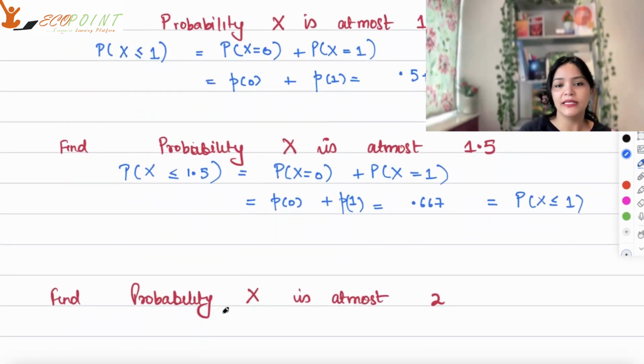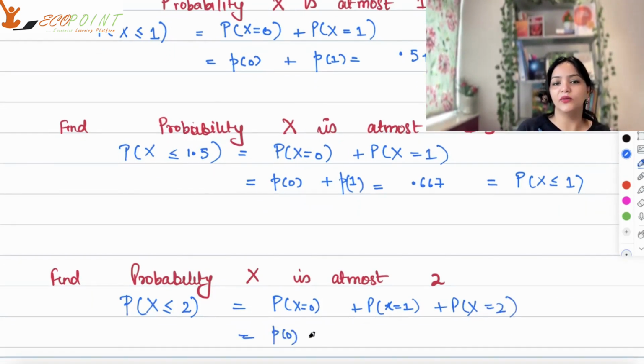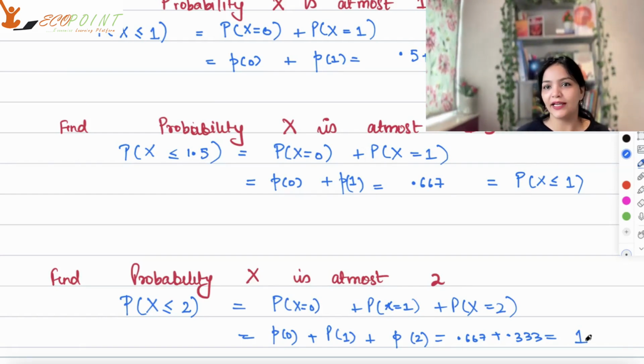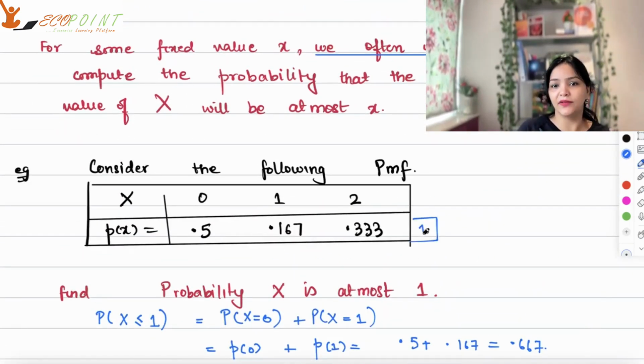Now say I'm interested in probability x is at most 2. That means I'm interested in finding out what is the probability x is less than or equal to 2. What are the values that x is taking that are less than or equal to 2? Well, x is taking 0. That's less than 2. X is taking 1. That's less than 2. And x is taking 2. That is less than or equal to 2. So therefore, I have to add up P0, P1, P2. And that would be 0.667 plus 0.333 gives you 1 because these were the three values that x is taking. It's not taking any other value. So, of course, since this is a probability mass function, the total of these probabilities will be 100%, that is equal to 1, right?